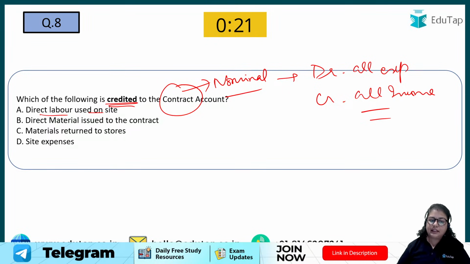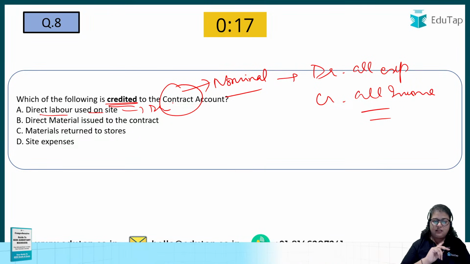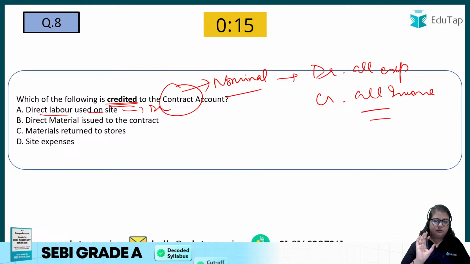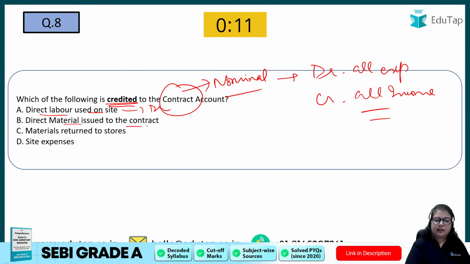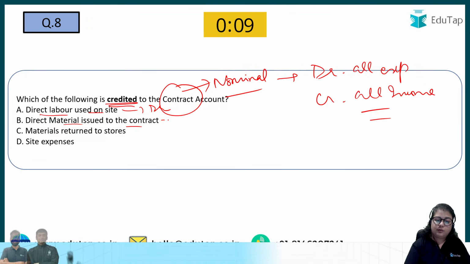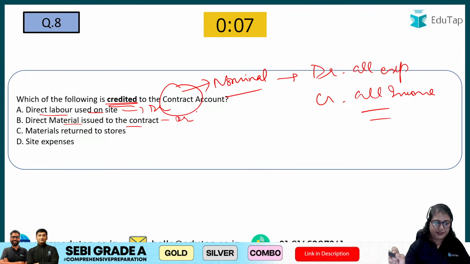Yes, it is an expense, so it will be debited, not credited. So hence this statement is wrong. This is the wrong option. Direct material issued to the contract. Again, it's an expense, so it will be debited, hence not credited.